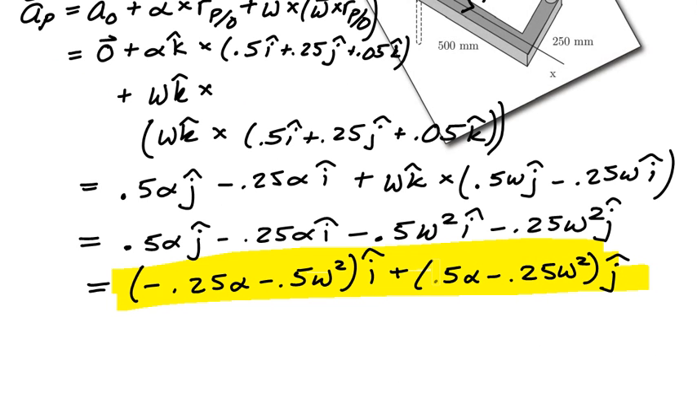From this point forward, all you need to do is plug in the numerical values for omega and alpha, making sure that you take care of the signs involved, keeping in mind that clockwise will be negative and counterclockwise will be positive. With that, I think that about wraps us up. Best of luck as you work through this problem.